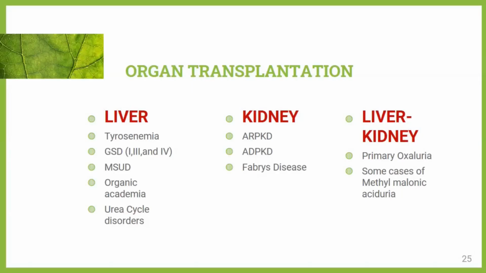Then organ transplantation, like liver transplantation in tyrosinemia and some of the glycogen storage diseases. Type 4 definitely may require it, because type 4 is the condition where early cirrhosis will develop. By 2 to 4 years, the patient will develop early cirrhosis. And for type 1 and type 3, depending upon the hypoglycemic episodes and development of liver symptoms, all patients may not require it, but sometimes MSUD, organic acidemia, urea cycle disorders, where dietary therapy fails, you can plan for liver transplantation. One of the important conditions is tyrosinemia and Wilson's disease.